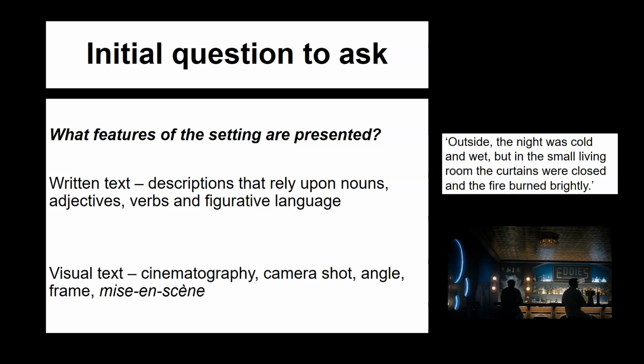Within a visual text, we tend to rely upon cinematography: the camera shot, angle, frame, lighting, and everything else involved within its mise en scène.